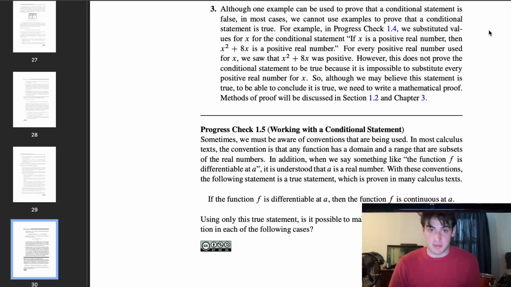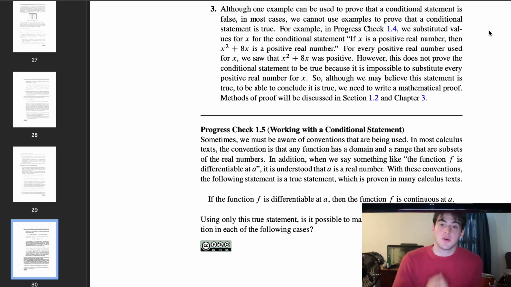For every positive real number used for x, we saw that x squared plus 8x was positive. However, this does not prove the conditional statement to be true because it is impossible to substitute every positive real number for x, because numbers are infinite. So although we may believe that this statement is true, to be able to conclude that it is true, we need to write a mathematical proof.